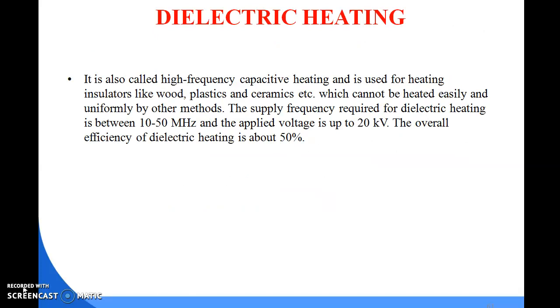So now come to a new topic, that is a very good topic, called dielectric heating. It is also called high frequency capacitive heating, and is used for heating insulators like bad conductors such as wood, plastic, and ceramic, etc., which cannot be heated easily and uniformly by other methods. The supply frequency required for dielectric heating is between 10 to 50 megahertz and applied voltage is up to 20 kV. The overall efficiency of dielectric heating is about 50%.